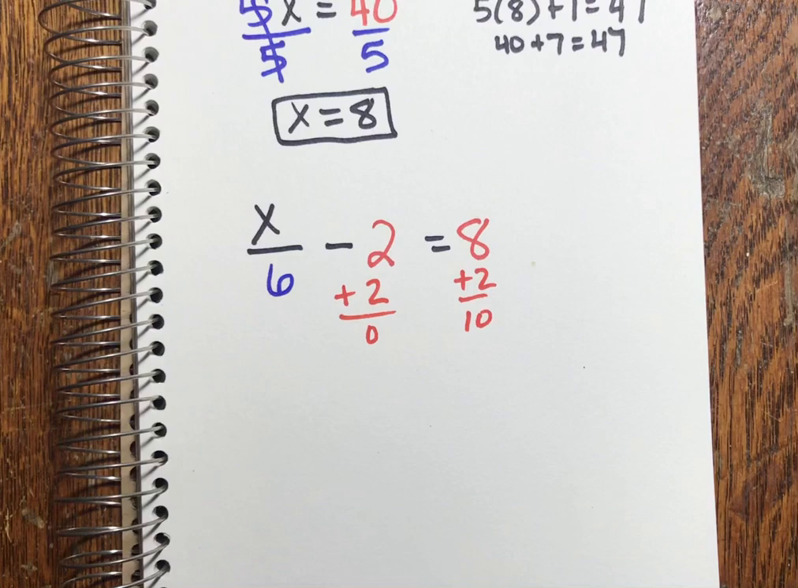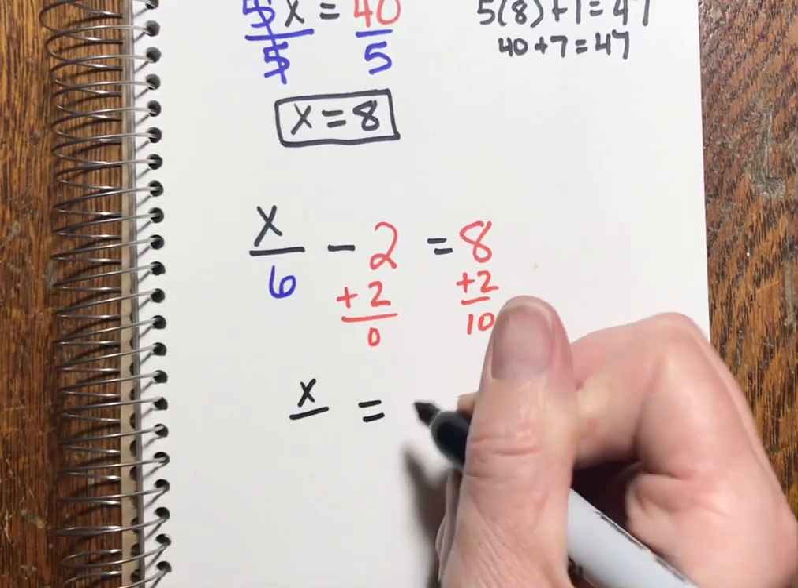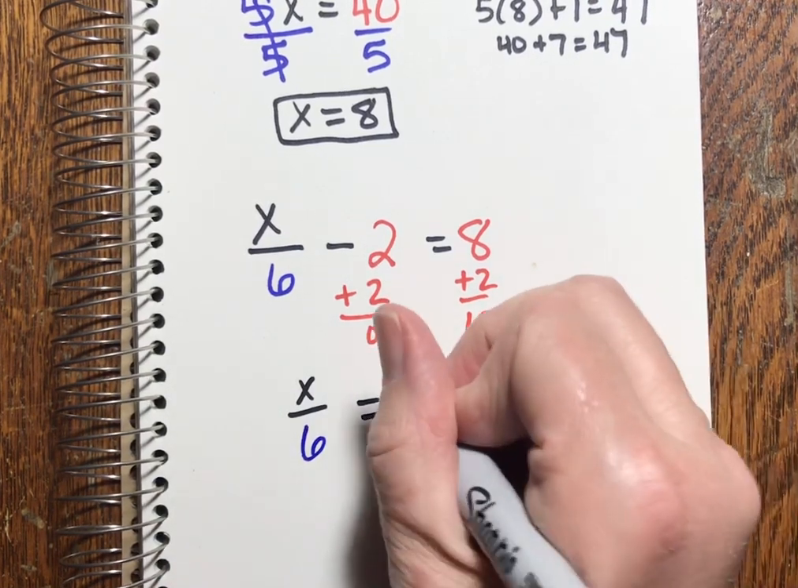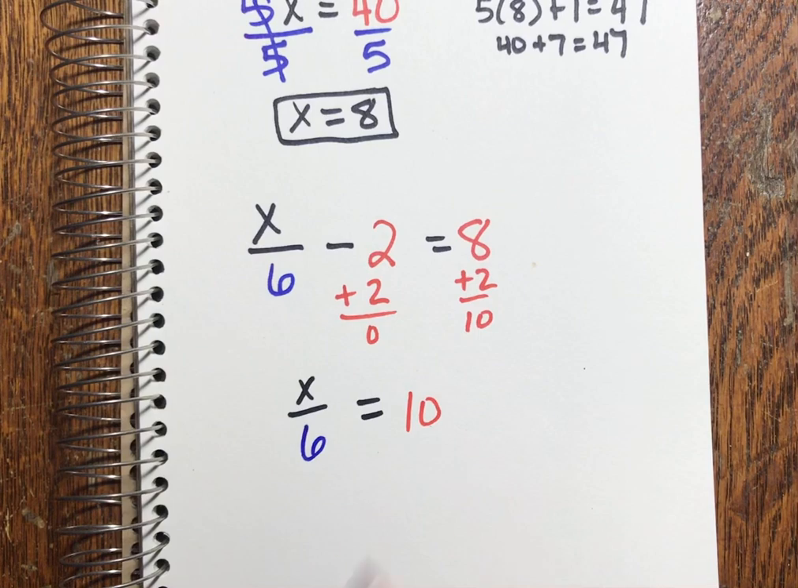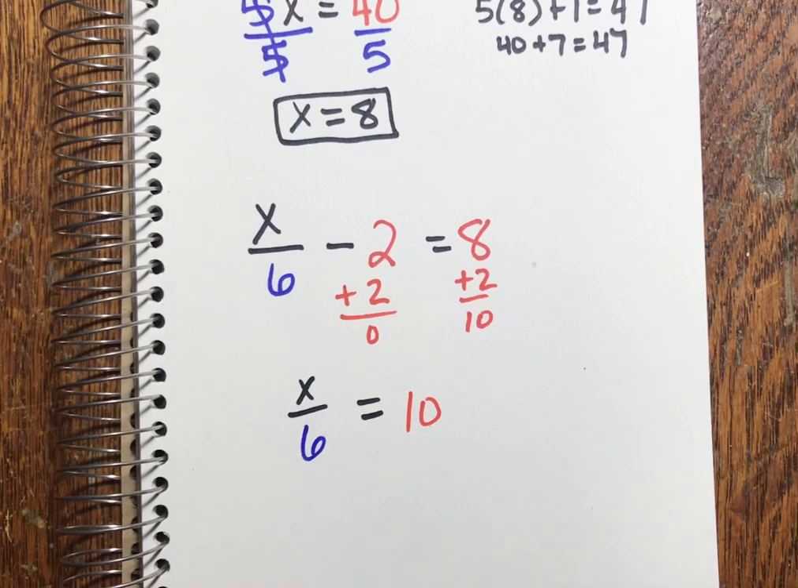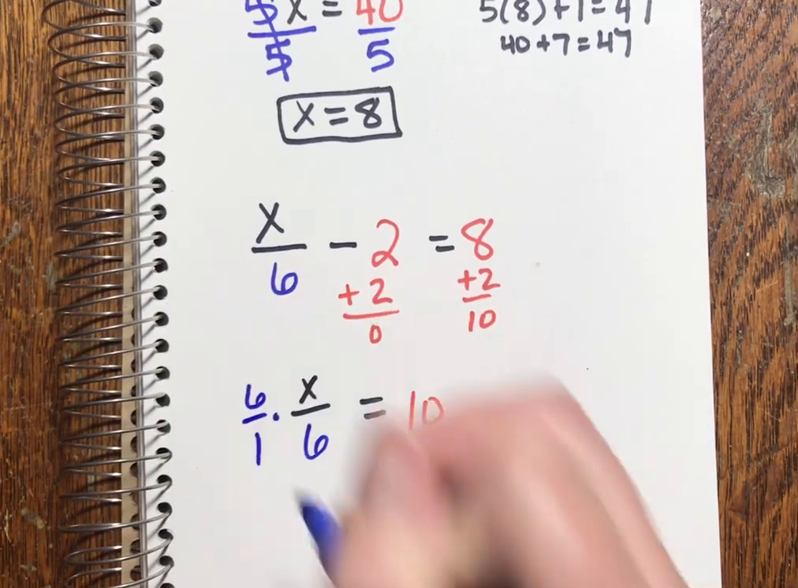I'm going to rewrite the next step of my equation. x over 6 equals 10. Okay, now I need to move this number away from the x. In this case, this means x is divided by 6. So the opposite of division is to multiply. I'm going to multiply by 6.